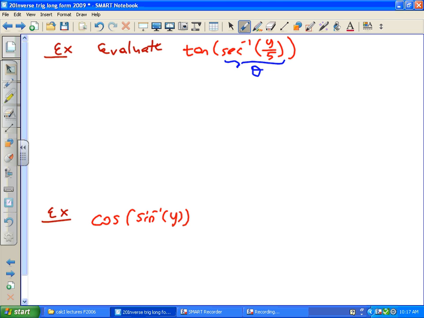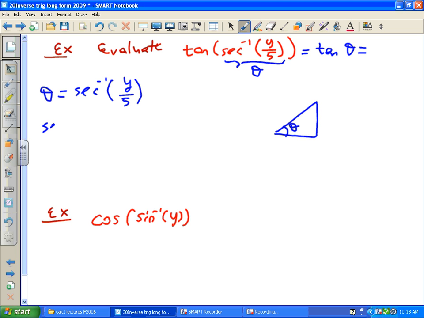So ultimately, what we really need to find is tangent of that angle. What is tangent of theta? If we can find that, we're done. Okay. So to do this, we're going to do a little triangle. Mark one of the angles as theta. And here's what we know about theta. Theta is secant inverse of y over 5.